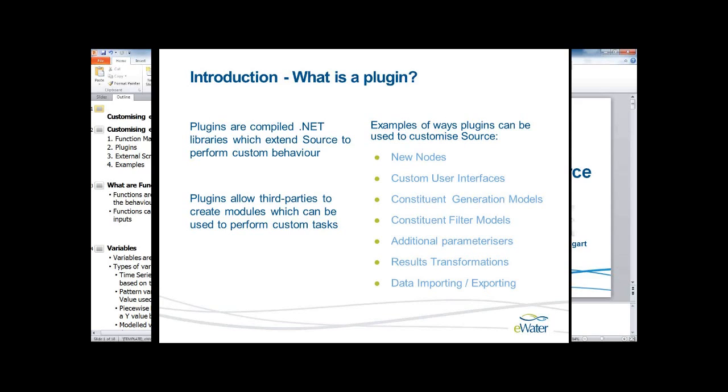Then the basic constituent generation models and constituent filtering models. You can do custom parameterizers where you automate the process of land use change. You can do result transformations, so you could build your own reporting templates in plugins. For instance, MDBA have their operators have a custom report, a PDF that they have to generate every day, and they could do that through a plugin.